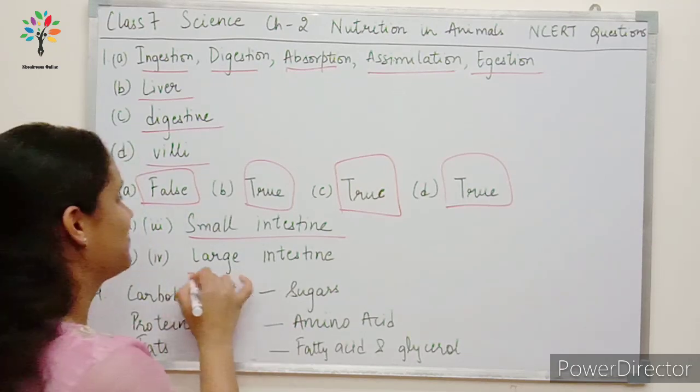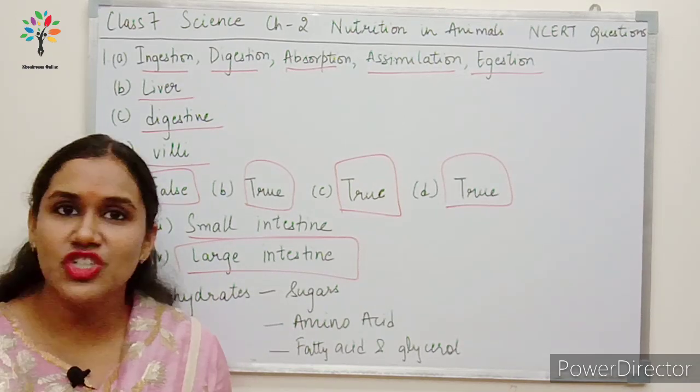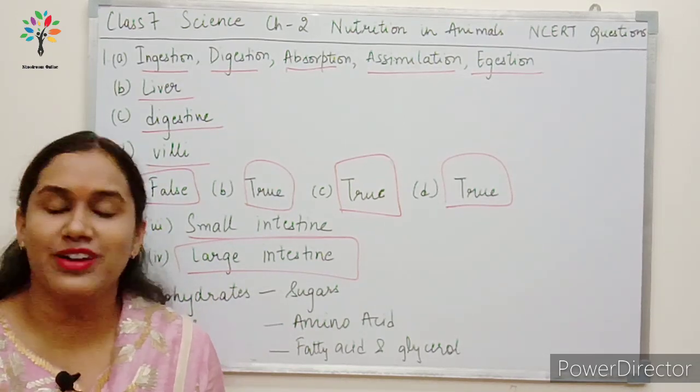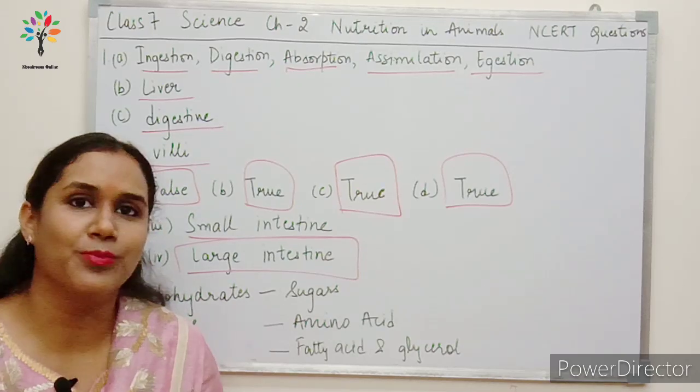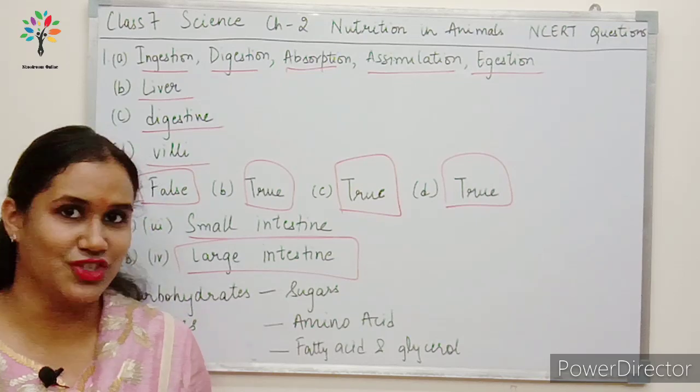The answer to this question is large intestine. What is the function of the large intestine? In the large intestine, all the water from the undigested food is absorbed, right? So the complete water absorption takes place in the large intestine.